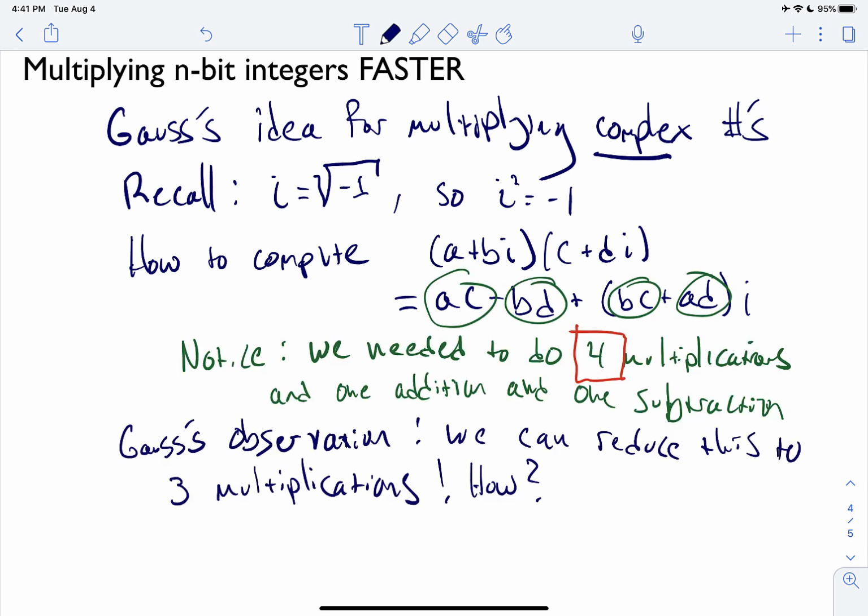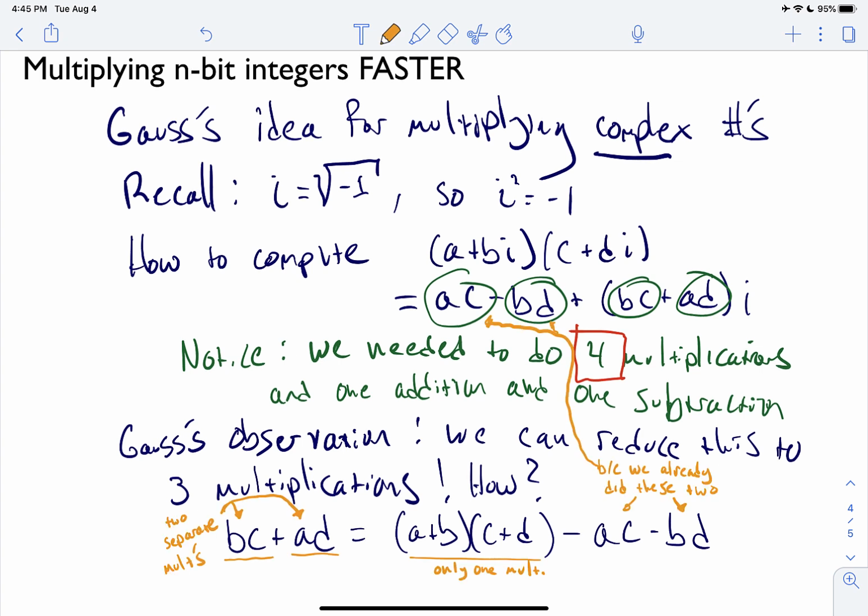The insight of Gauss, of course, was that he figured out that we can actually do this with only 3 multiplications. How is that? You need to make one simple observation, and that's that the quantity bc plus ad can be written as the combination of three multiplications: a plus b times c plus d, minus ac, minus bd. This might seem like more work, but remember that we already completed the multiplications a times c and b times d, so we can reuse these.